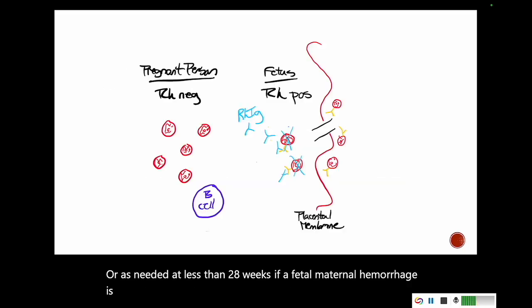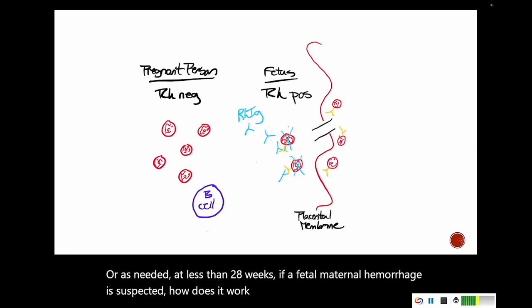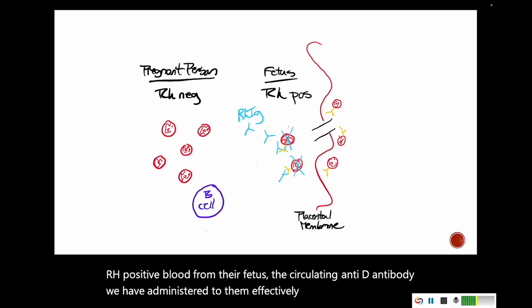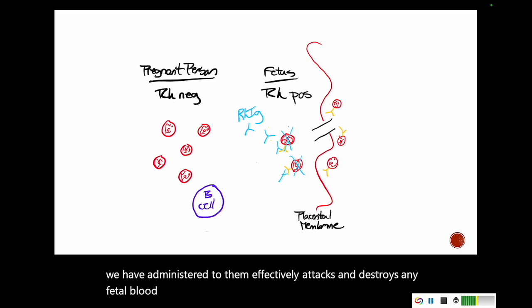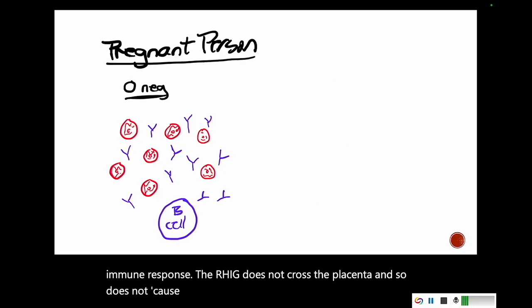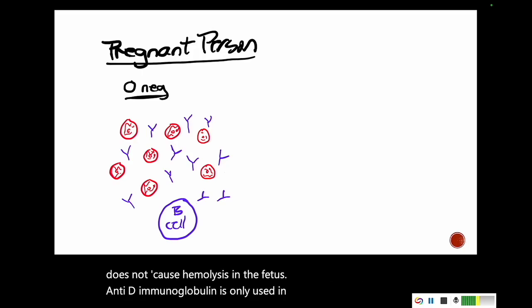How does it work? If a pregnant person is exposed to Rh positive blood from their fetus, the circulating anti-D antibody we have administered to them effectively attacks and destroys any fetal blood cells before the maternal system has time to mount an immune response. The RhIg does not cross the placenta and so does not cause hemolysis in the fetus. Anti-D immunoglobulin is only used in pregnant people who have not already been sensitized.